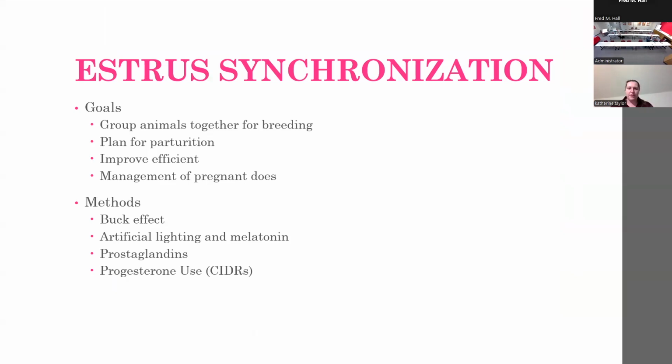How can we do estrous synchronization? There's multiple methods. We have the buck effect, which is just introducing a buck to those does, and it syncs those does up within 2-3 days of his introduction, but it doesn't get as many within that group as we would like. There's also artificial lighting and melatonin. The use of prostaglandins like Lutalyse and Estrumate. When you use that within a group, you get about 80% of that group to come into heat with a single shot. Or we can use progesterones like CIDRs mixed with prostaglandins to have at least 90% of your group estrus sync together, or to allow you timing for AI or use with embryo transfer.